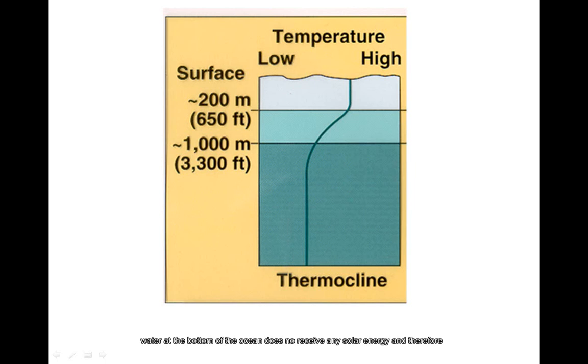But the water at the bottom of the ocean does not receive any solar energy and therefore remains quite cold. The region or zone of the ocean in between, where we change temperature, is known as the thermocline. It separates the warm surface water from the colder, deep water in the ocean.